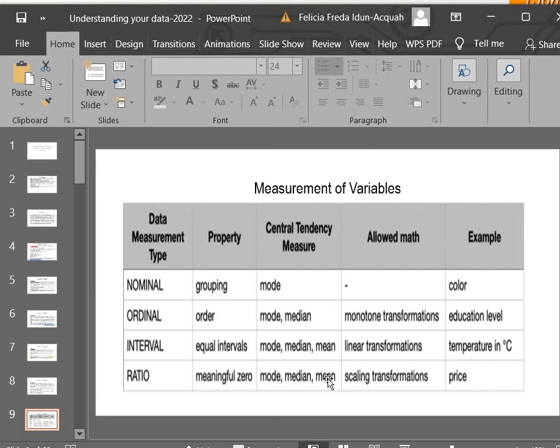Thank you. I believe you have understood everything we just did, and I hope you will try to find more examples of variables that can be measured at the various levels of measurement and be able to classify the data that they will provide for us.